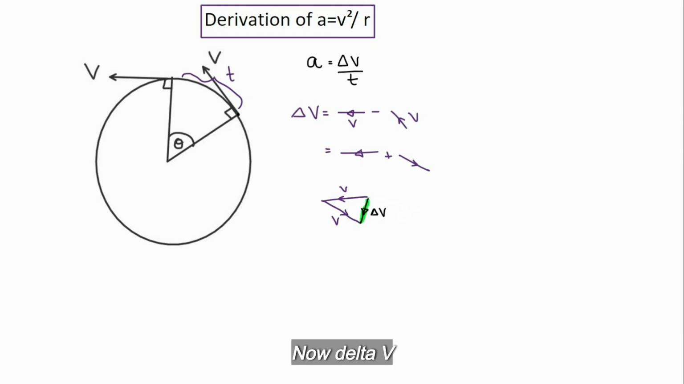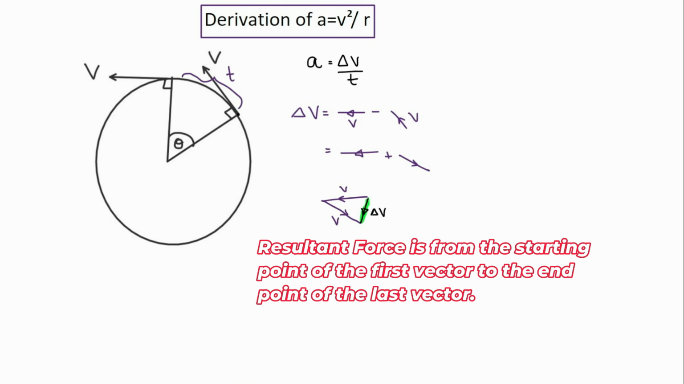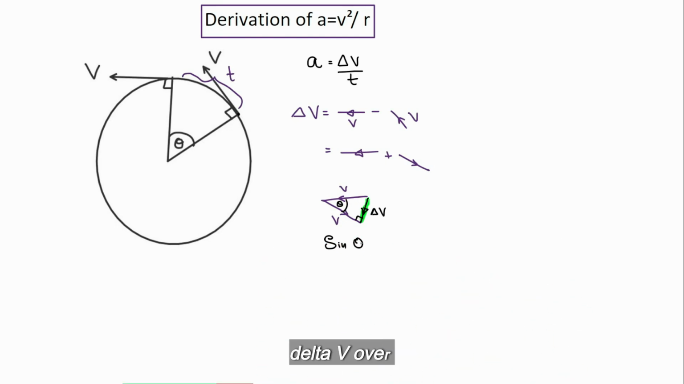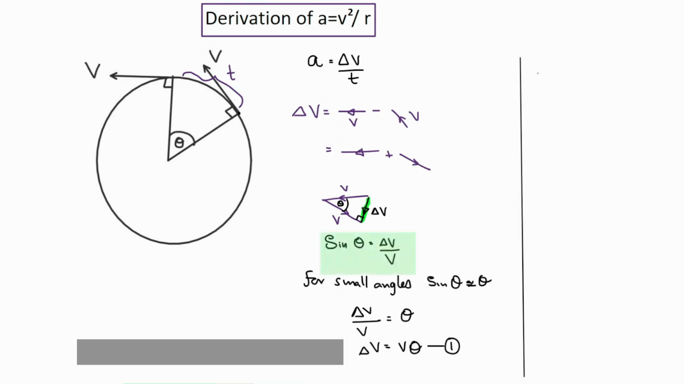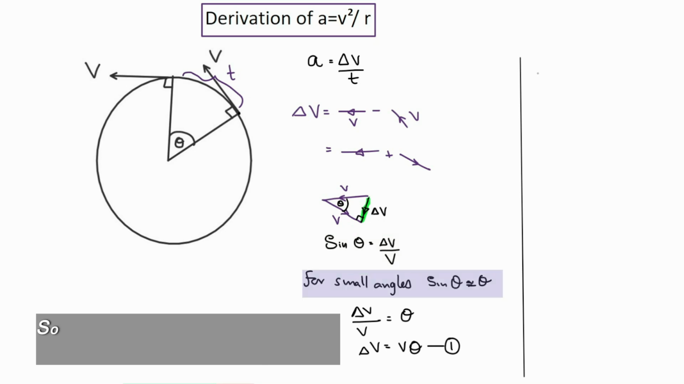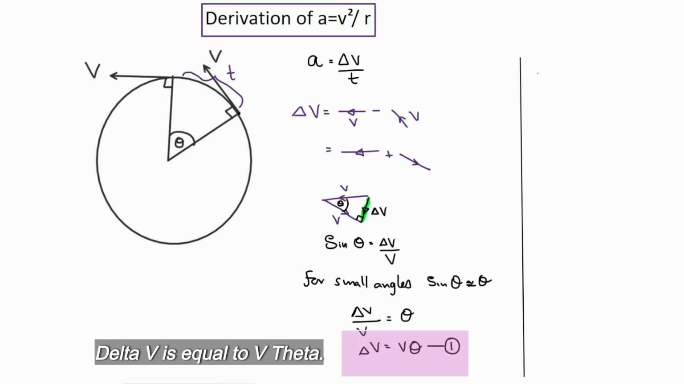Now delta v is the vector that shows in a direction like this, starting from the starting point of the first vector towards the end of the last vector. So this is my delta v. Let's say this angle here is theta. Sin theta is delta v over v. For small angles, we know sin theta is approximately equal to theta. So we can say delta v over v is equal to theta. So let's make delta v the subject. Delta v is equal to v theta. Let's call this equation 1.